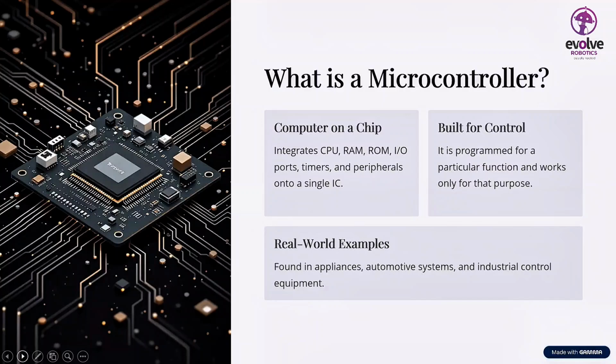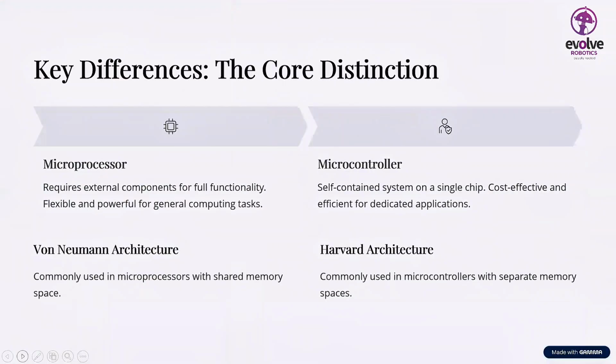Can you spot out any area where microcontroller is used? Yes, home appliances such as washing machine, refrigerator, microwave oven, AC, etc. The architecture of microcontroller is Harvard architecture. Now let's move on to the difference between the microprocessor and microcontroller.